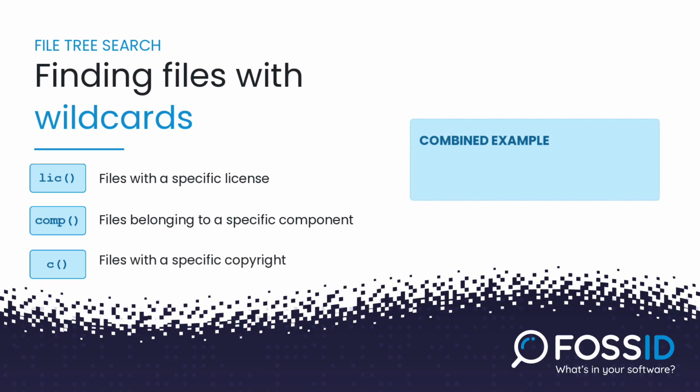For example: ("component() license(BSD-3-clause)"). This finds files that don't have a component identification, yet do have a BSD 3-clause license identified. Wildcards are powerful for audit, QA, spot checks, or preparing data for reporting.